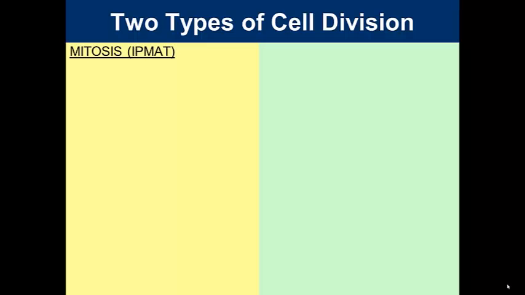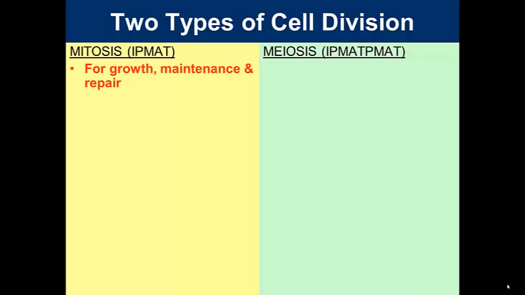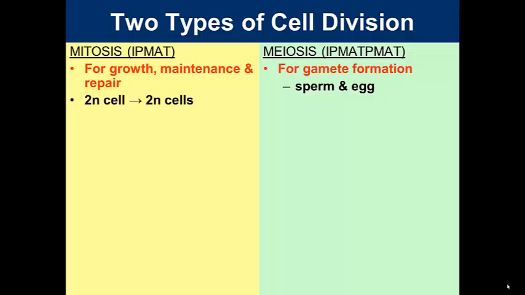Mitosis involves 5 stages. Meiosis involves 9 stages. Mitosis is mainly involved in growth, maintenance, and repair of cells and organisms, whereas meiosis is only for gamete formation, so you get sperms and eggs out of it.